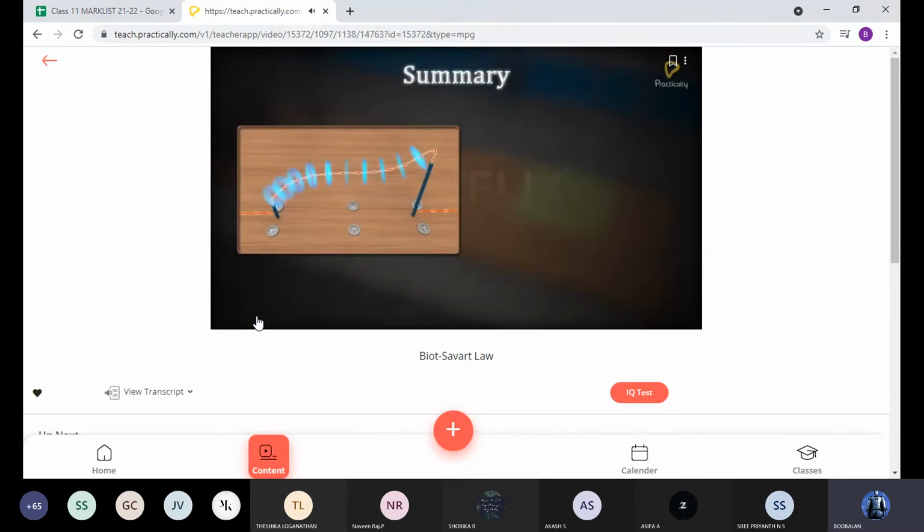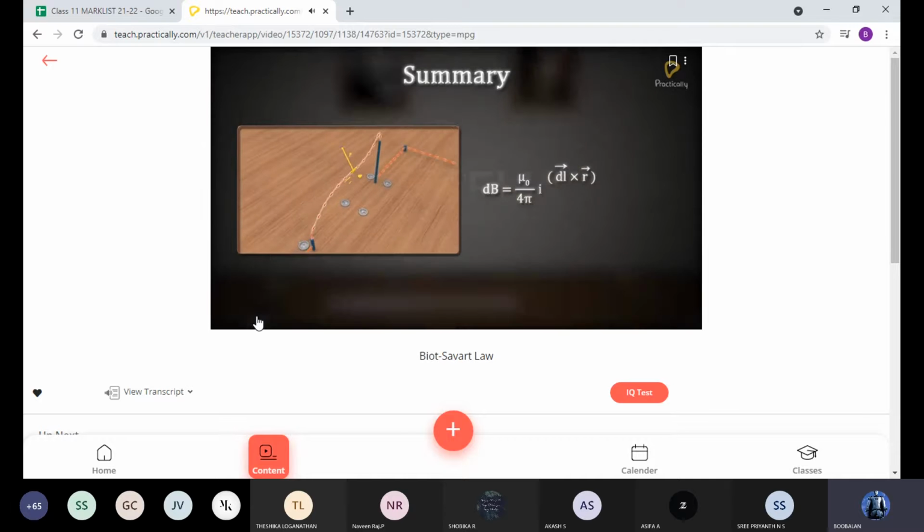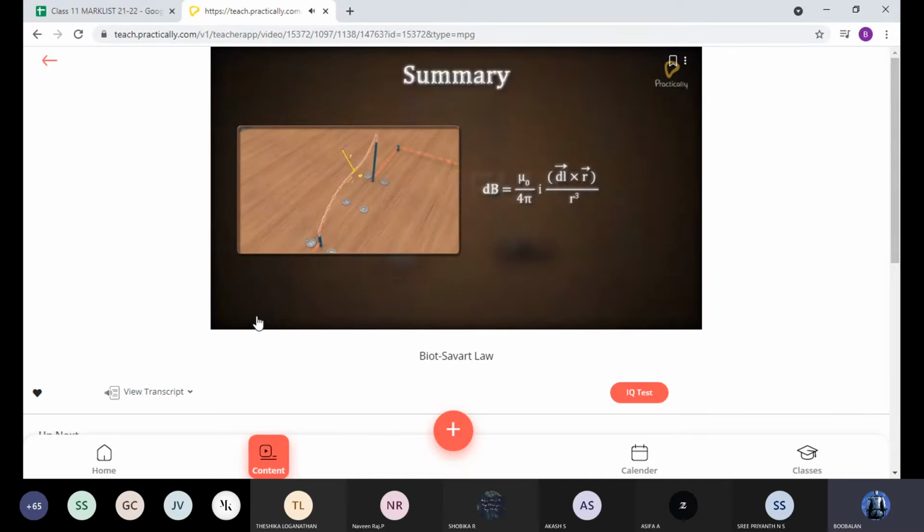Summary. Biot-Savart law states that the magnetic field due to a current element dl through which a constant current I passes, at a position r bar, is given by mu naught by 4 pi I dl bar cross r bar by r cube.